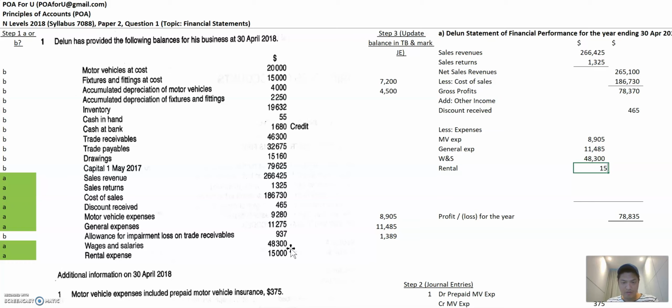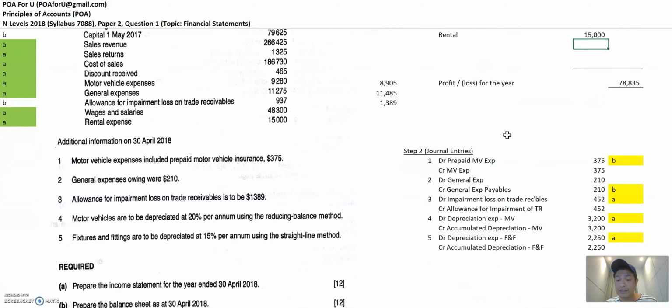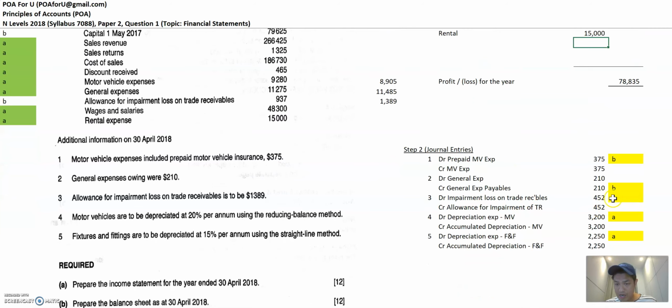And rental is 15,000. Okay, so all these A's have been transferred over here. Now we just have to look for if there's any other A's in the journal entry section. And there are 3 A's we got to move.